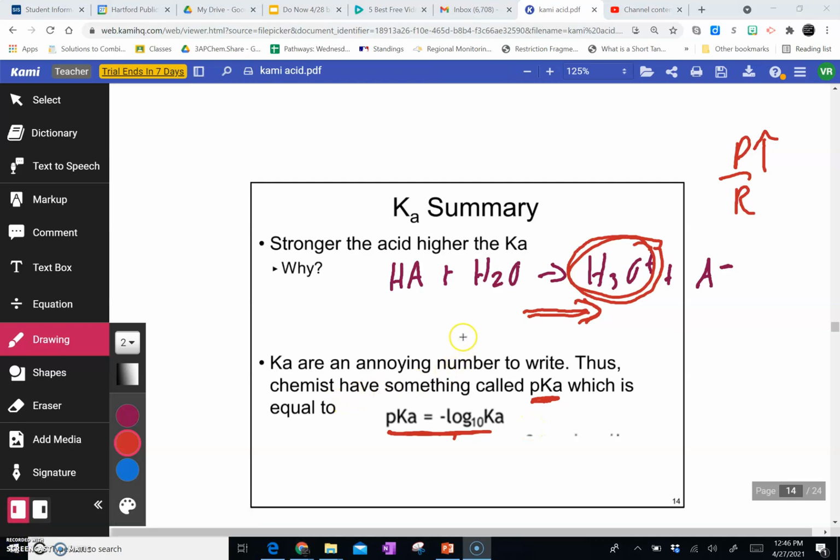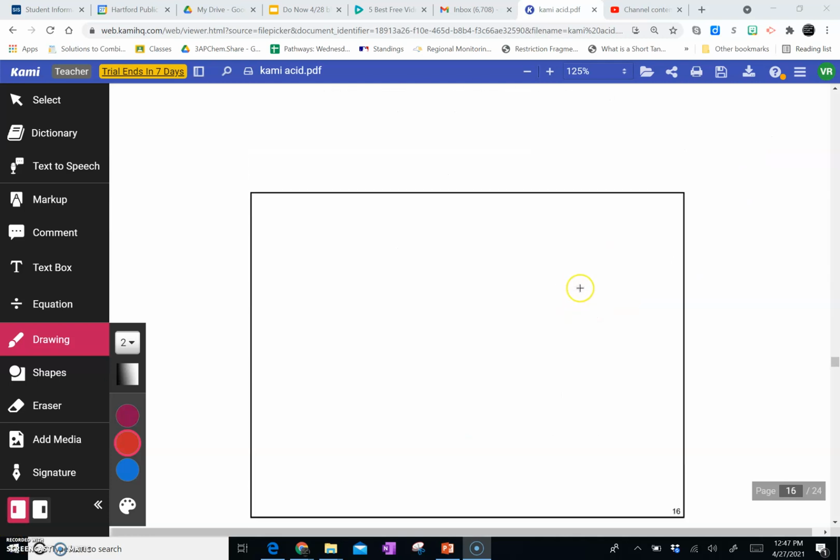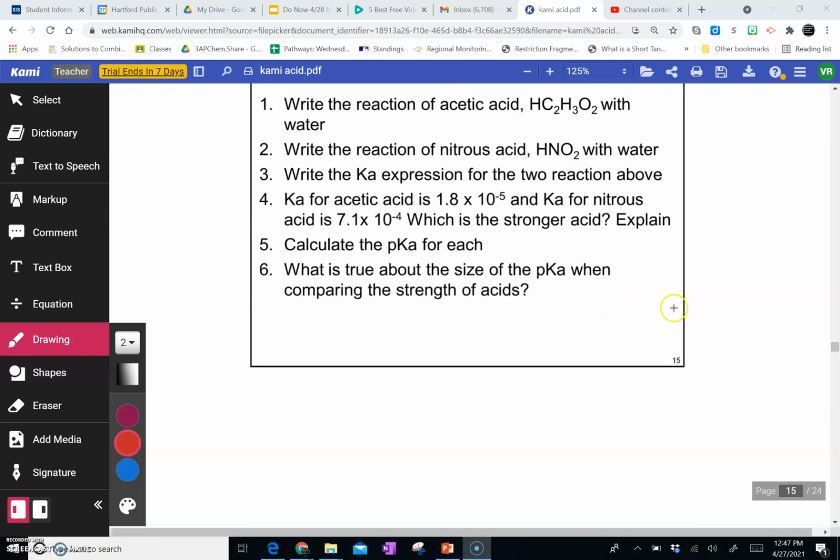It is indeed on your formula sheet. It's actually the last formula in the equilibrium section, so you can go look if you want. We are now going to practice with the Ka, and you have a blank slide to practice on, so I'm just going to practice underneath, but you have a blank slide.